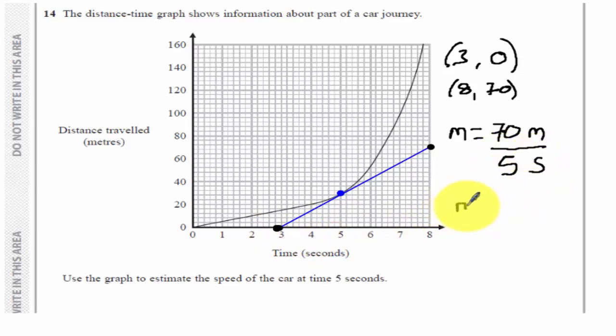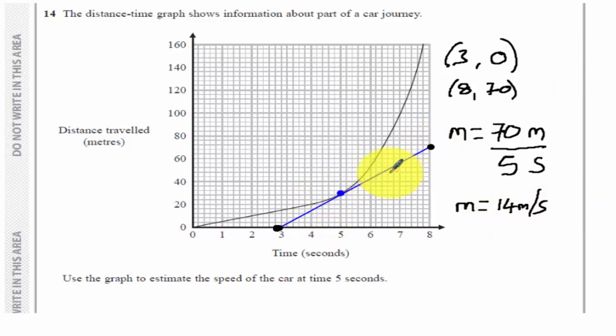We don't always put the units in for the gradient of a line. Here we do, because I know the speed is going to be in meters per second. 70 divided by 5 is 14. There is a range of values that they would accept, and given that you'll get slightly different values when you put your tangent in, but we have 14 meters per second.